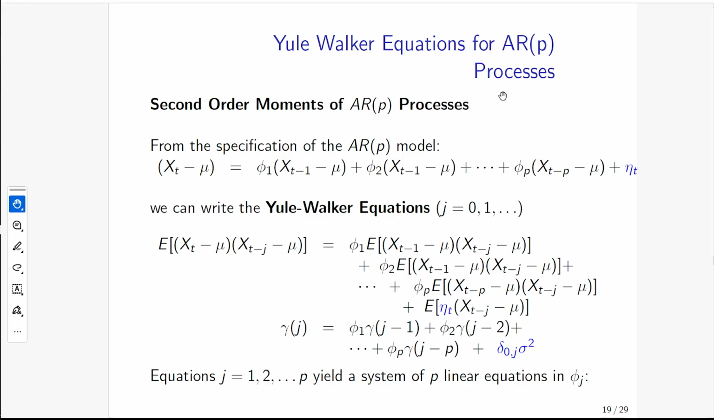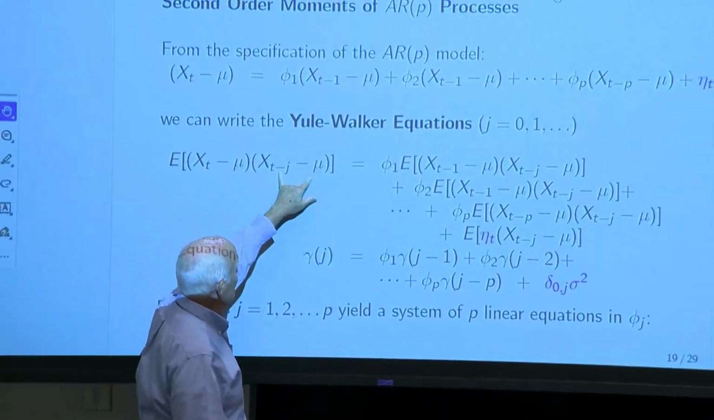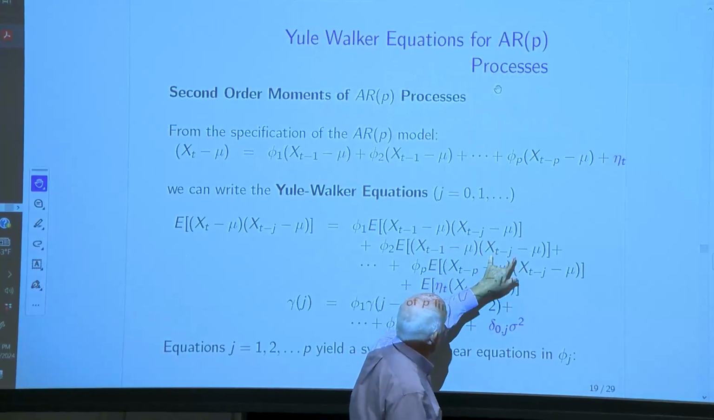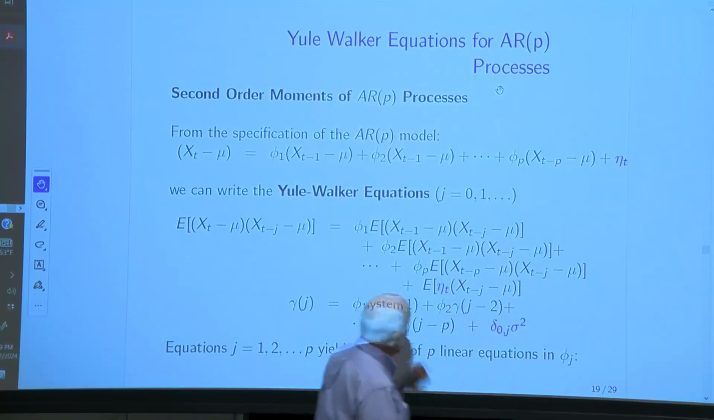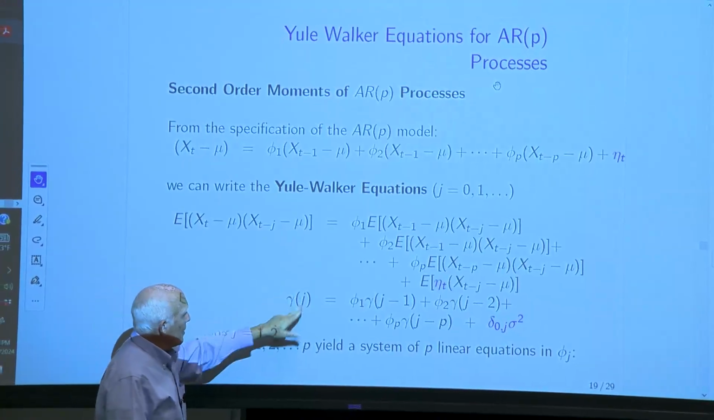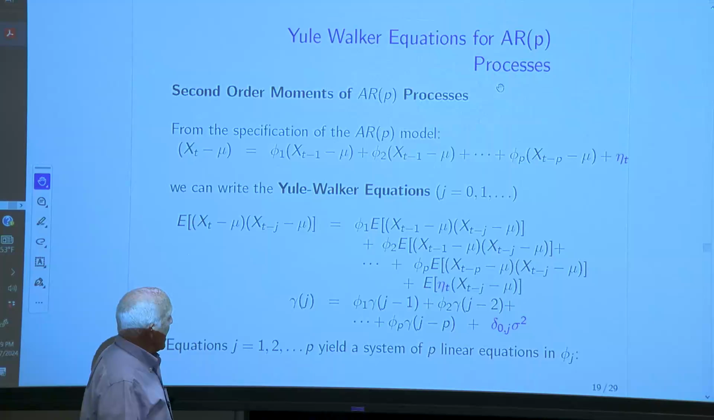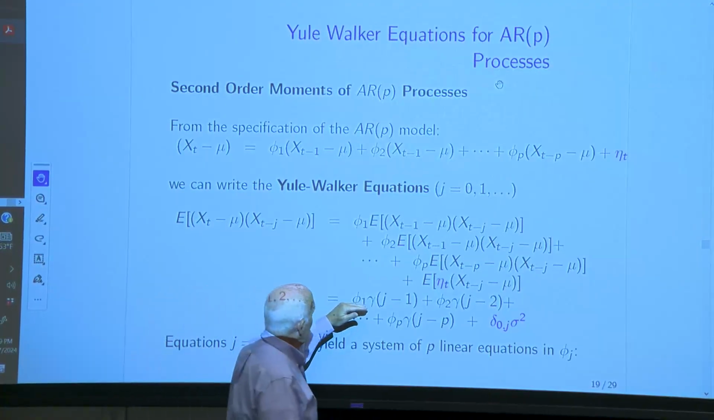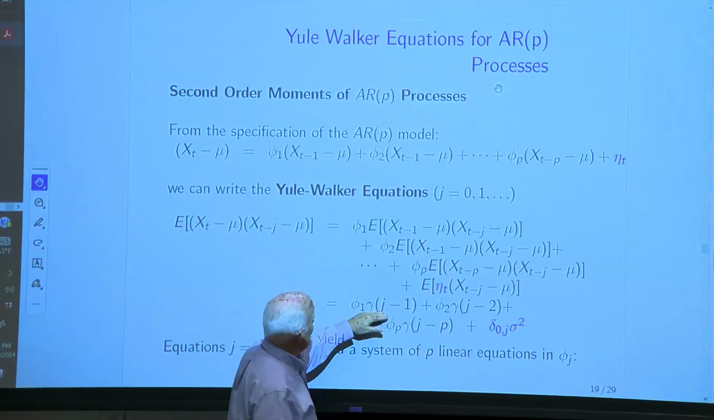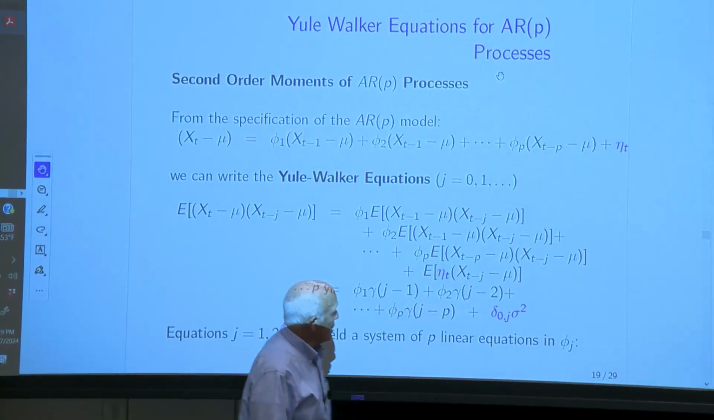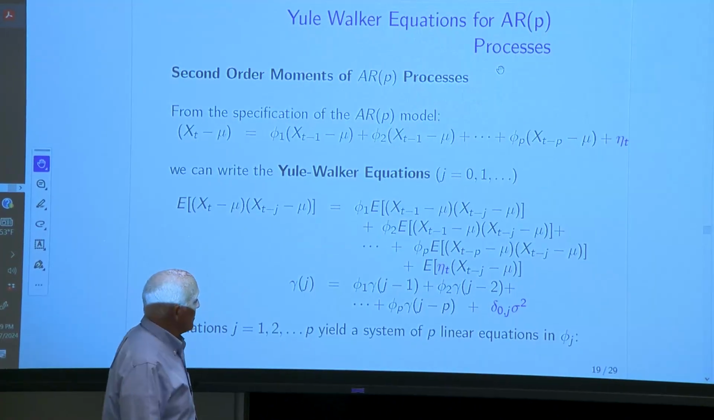Then if we multiply both sides of this model equation by x_{t-j} minus mu, then for each term we're adding x_{t-j} minus mu as a factor, and then take expectations of that. We have our jth lag autocovariance, and it's equal to phi 1 times the j minus 1 lag autocovariance plus phi 2 times the j minus 2 lag, and so forth.